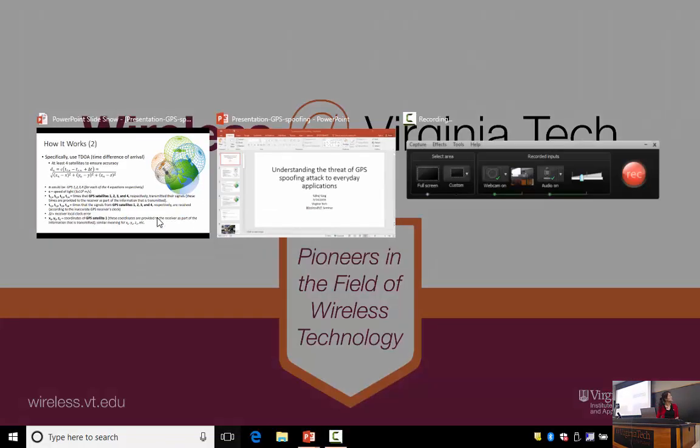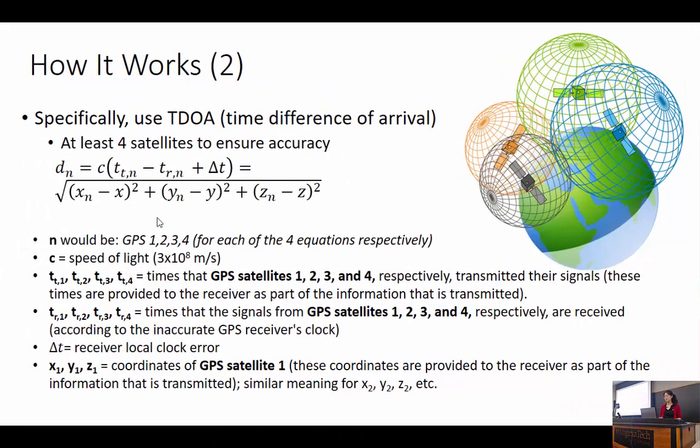If we assume the satellite's location in space is represented by x_n, y_n, and z_n, and the receiver's location is x, y, and z, then you can see that in this equation we have 4 unknown parameters, which are delta t, x, y, and z.